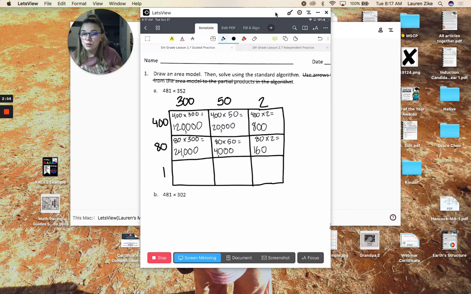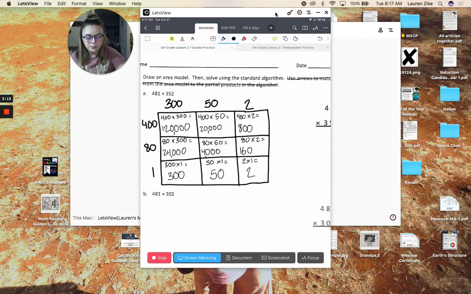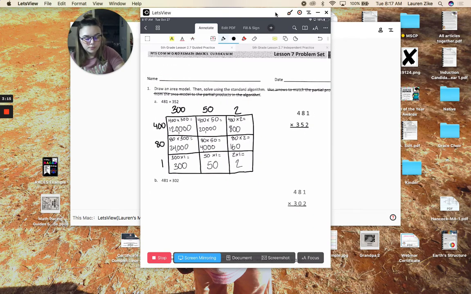Our last row should be pretty simple because we're just multiplying by 1. So we have 300 times 1, which gives us 300. 50 times 1, which gives us 50. And 2 times 1, which gives us 2. And then we can add them all together.